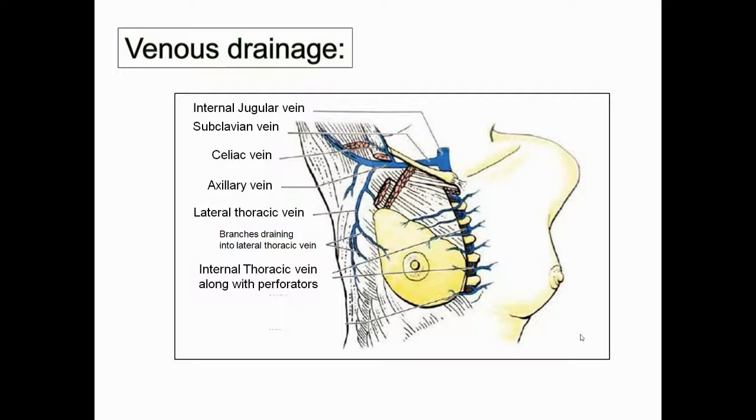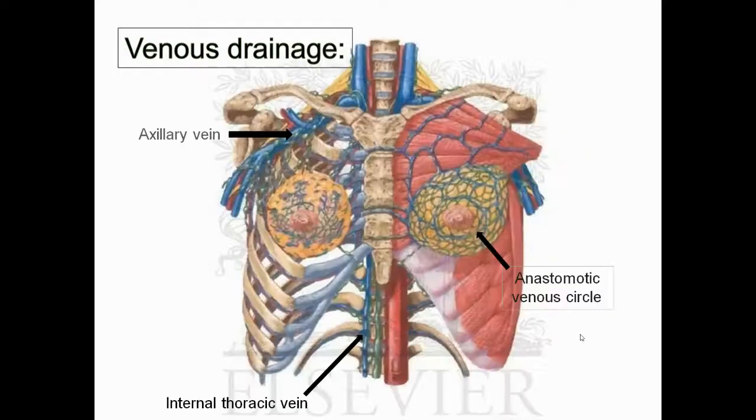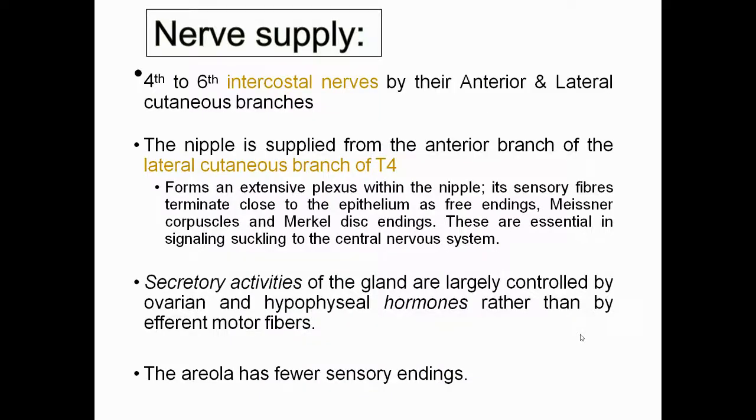So we can see the venous drainage of the breast here more clearly. Now the nerve supply of the breast. Fourth to sixth intercostal nerves supply it by their anterior and lateral cutaneous branches. The nipple is supplied from the anterior branch of the lateral cutaneous branch of T4.